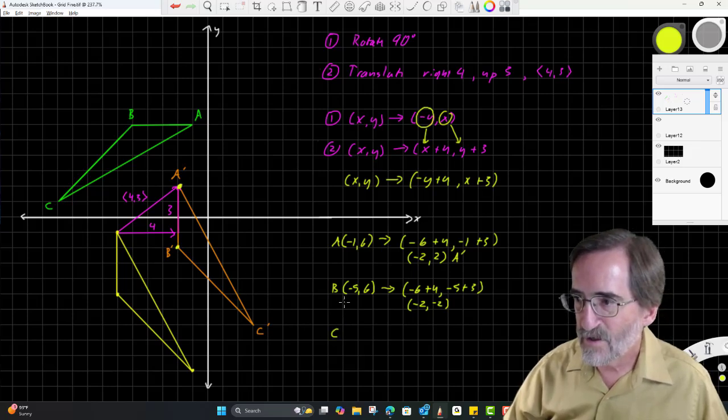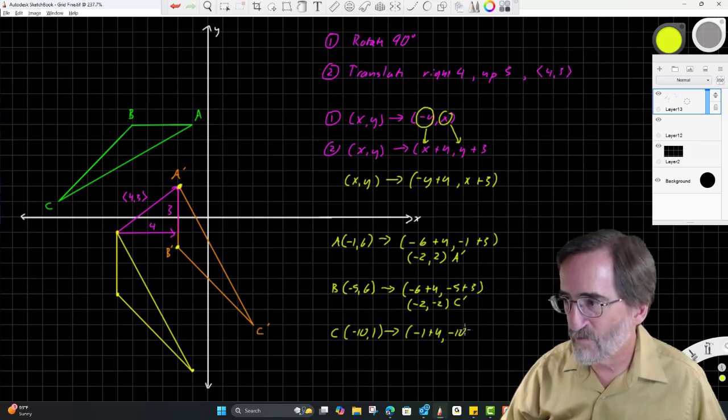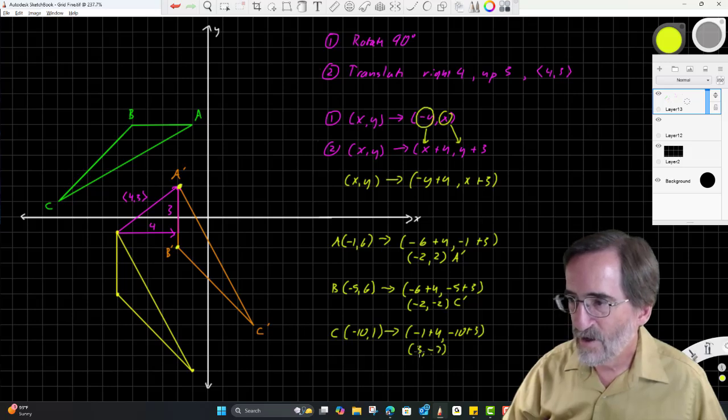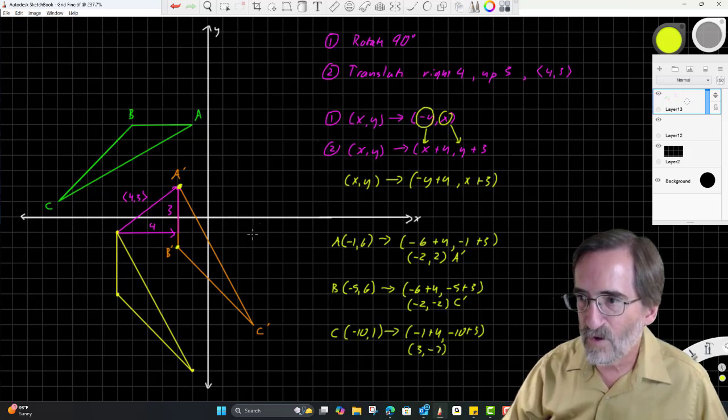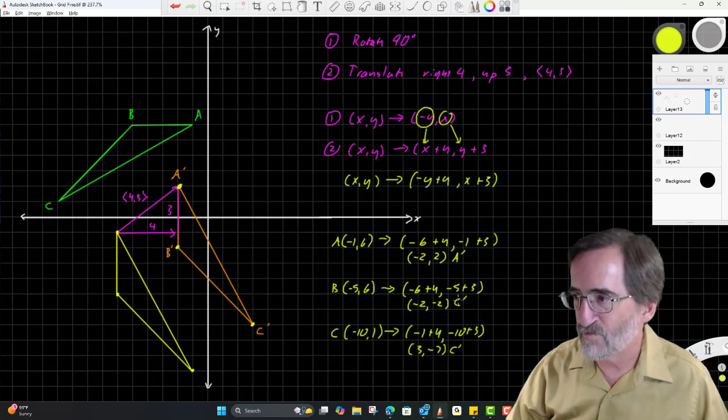And C, so that's C prime. C is at negative 10, 1. Let's plug it in. Negative y plus 4 is going to be negative 1 plus 4, and x plus 3 is going to be negative 10 plus 3. So negative 1 plus 4 is 3. Negative 10 plus 3 is negative 7. So 3, negative 7. 1, 2, 3, and 1, 2, 3, 4, 5, 6, 7. There it is. Look at that. That's C prime.